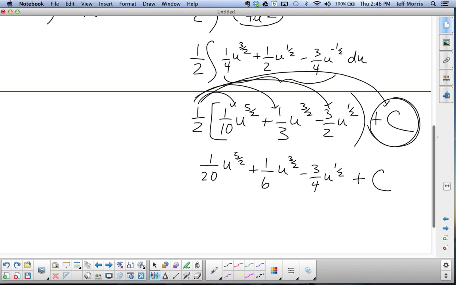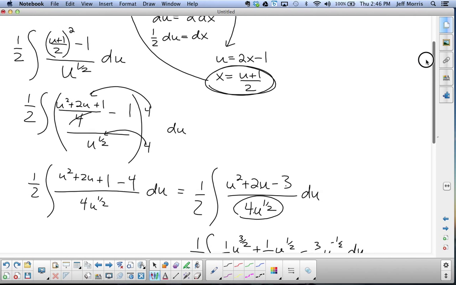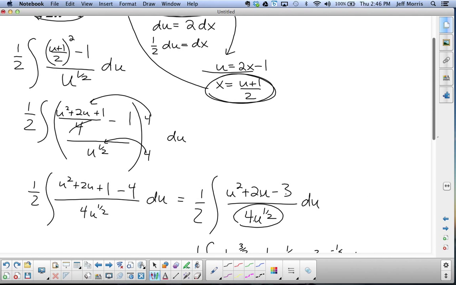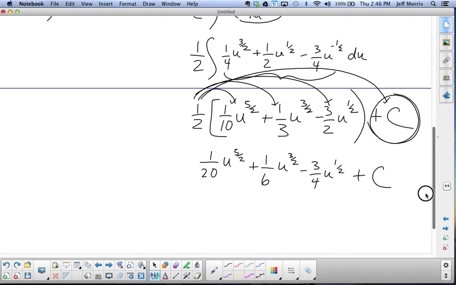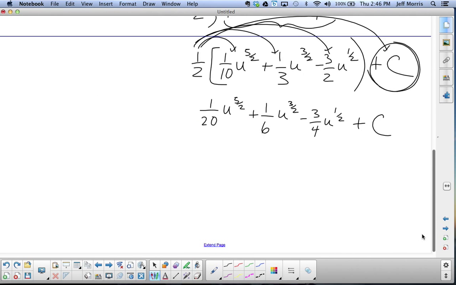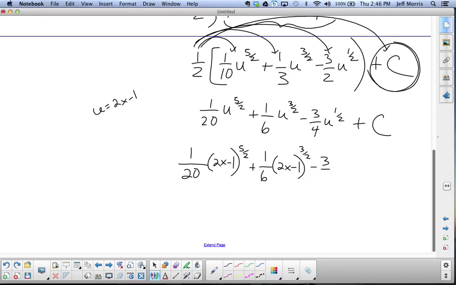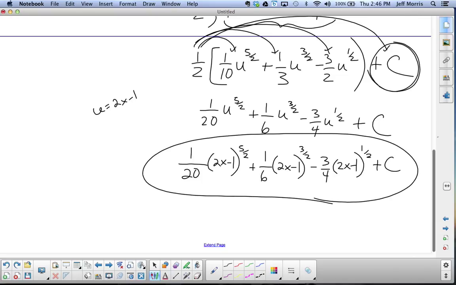And then if you go back to the top of the problem, we let u in the beginning equal 2x minus 1. So now I can go back and replace, since this is an indefinite integral, we want to put it back in terms of x. So I'll take u equals 2x minus 1 and substitute back in. So 1/20 times 2x minus 1 to the 5/2 plus 1/6 times 2x minus 1 to the 3/2 minus 3/4 times 2x minus 1 to the 1/2, and then my plus c, which is my constant of integration, and there you have it.